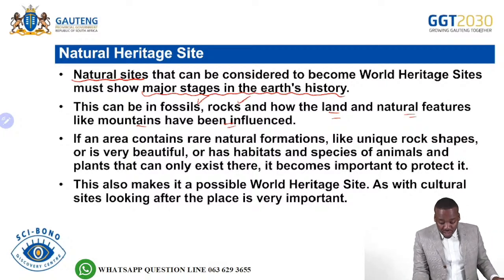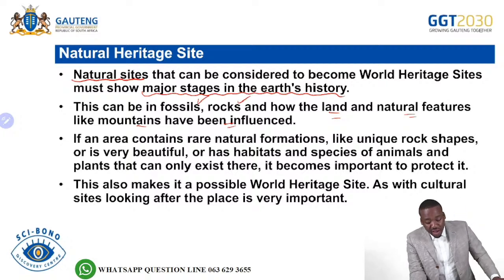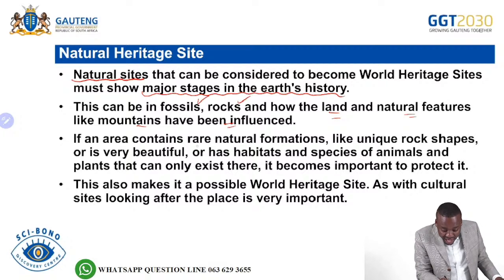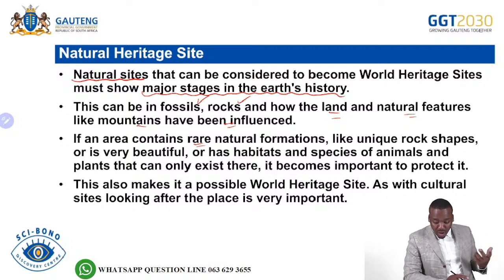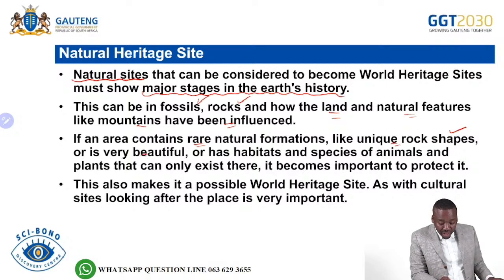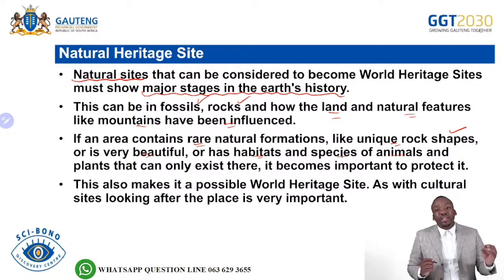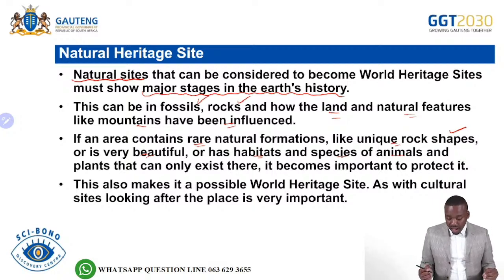How can you also see a natural heritage site? If an area contains rare natural formations, right? When you say something is rare, it is something that cannot be found easily. For example, maybe that particular place might have unique rock shapes, or it can be very beautiful, or it has habitats and species of animals. Hence, I spoke about fauna and flora, right?